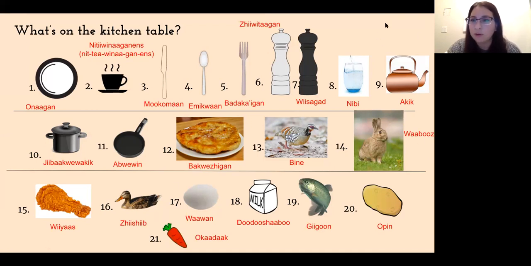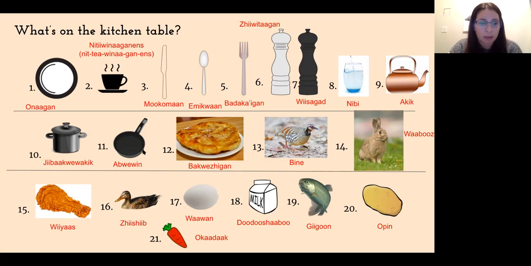There's also a Kahoot quiz that we will add to your attachments that you can practice. 10 is a cooking pot. Let's break it down. It's a j, as in jump sound, and a double I, which is an E sound. So ji ba kwe wa kik. Ji ba kwe wa kik.